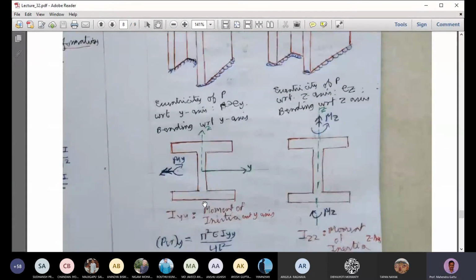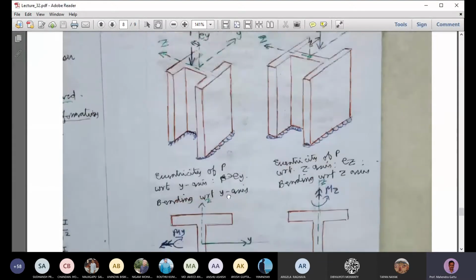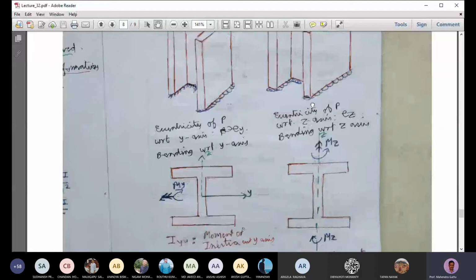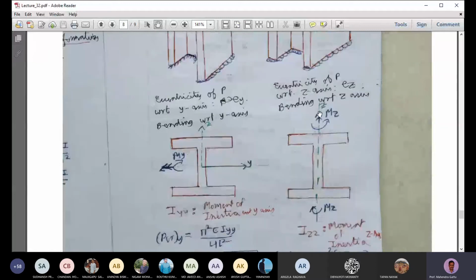So this is the top view. In the top view, we are seeing that the bending action is with respect to the y-axis, and as a result, our I for bending will be Iyy, that is the moment of inertia with respect to the y-axis. And for the second case, the bending is with respect to the z-axis. So we have the I value as Izz, that is the moment of inertia about the z-axis.